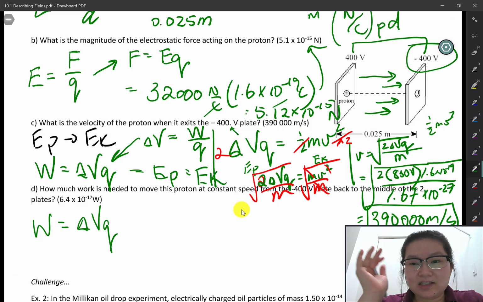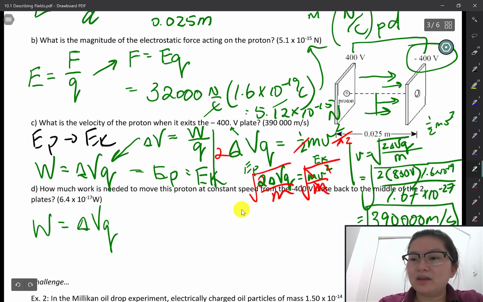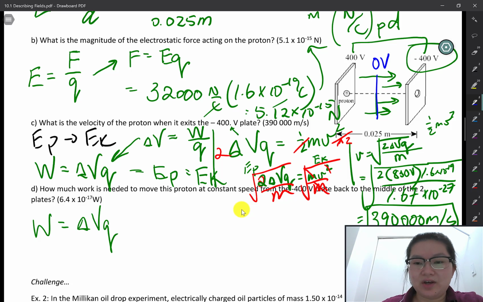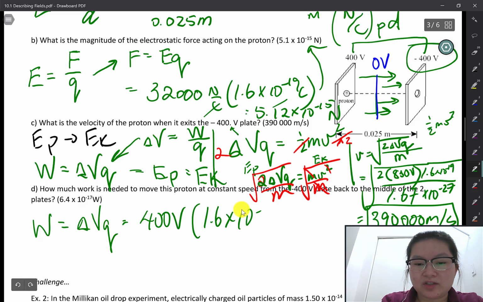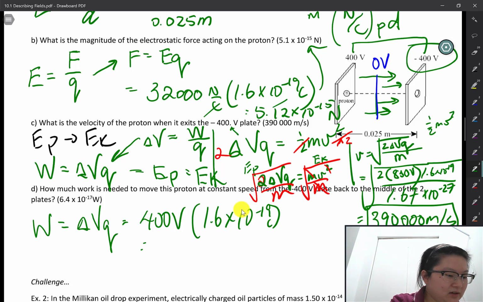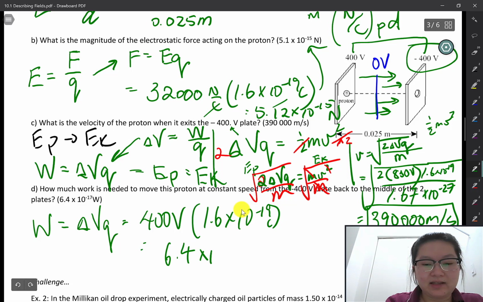And in this case, since we're only moving it back to the middle, we know the middle is exactly 0 volts. So the potential difference is going to be 400 only. 400 volts only. So this is why I'm going to use 400 volts times the elementary charge, which is the charge on the proton. And this is going to hopefully give me 6.4 times 10 to the power negative 17. So that is how much energy needs to be done.